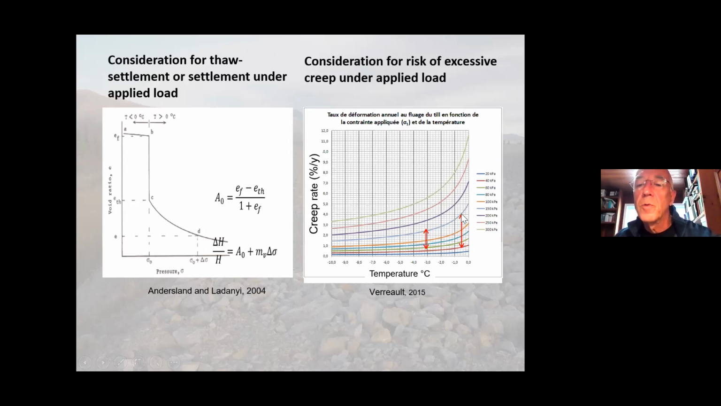Just to give you an idea, in this specific case where you have the 7.5 meter thick embankment over permafrost at -0.5, you can get up to 4% of settlement per year. That means that if you have 1 meter, for each meter of soil affected, you have 4 centimeters per year of settlement. So over the design life of the embankment, you get probably somewhere around 80 centimeters of settlement.